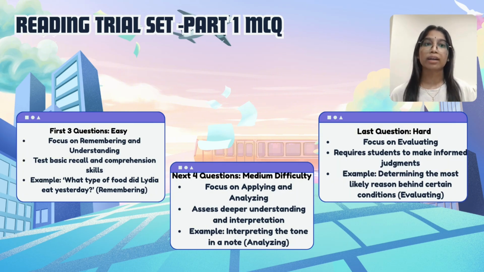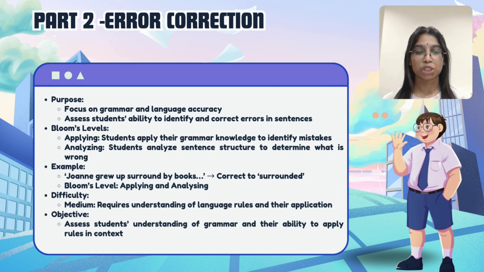Finally, we have one hard level question which requires evaluating. These questions ask students to critically evaluate a situation, such as determining the most likely reason behind a set of conditions in a text. So by incorporating analyzing and evaluating skills at the medium and hard levels, we aim to challenge students to think more critically and make informed judgments based on the text, in line with the guidelines for a balanced test construction. Moving on to part 2, error correction of reading set.